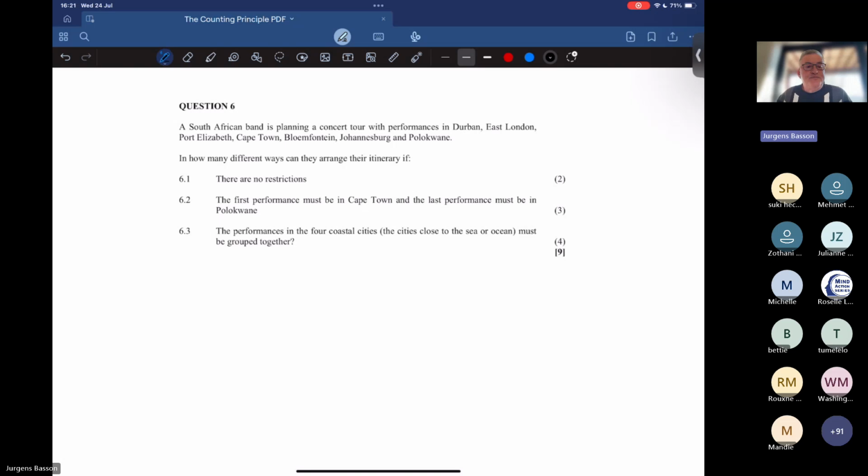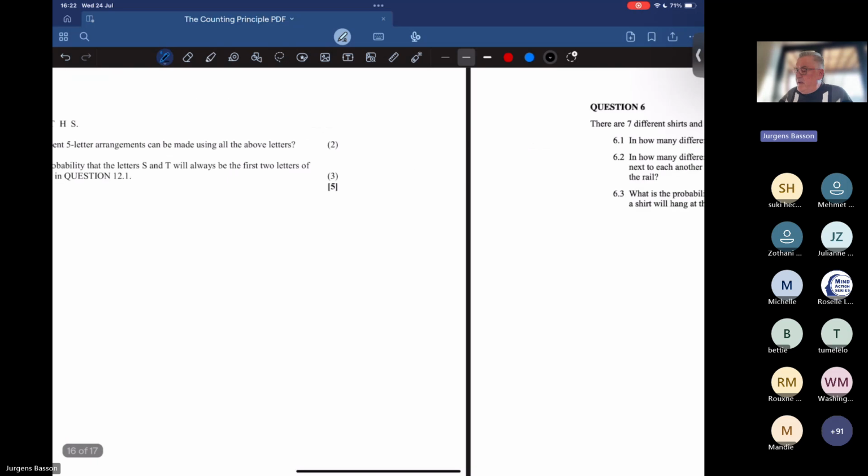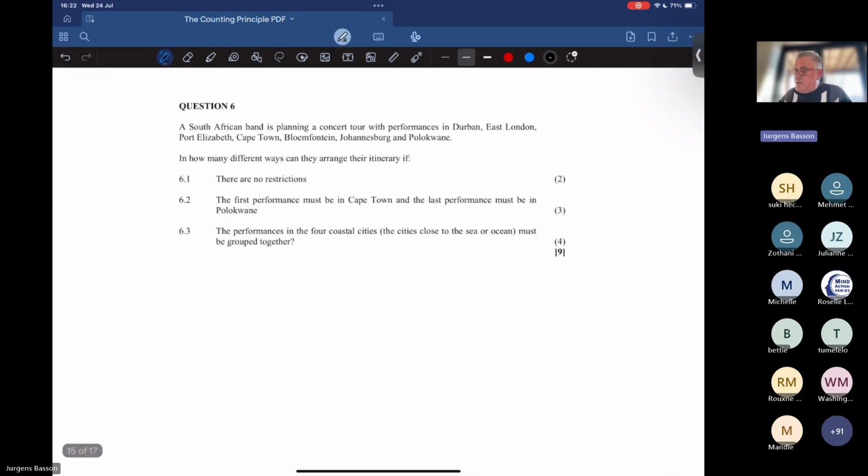If you don't mind, I also added a few questions from old matric papers, some of them pretty old, but quite nice ones. I added, I think, 3 of them, nice questions. This first one covers almost everything except probability. I still think they are supposed to ask probability in one of them. But this is one on a concert tour to Durban, East London, PE, Cape Town, Bloemfontein, Johannesburg, Polokwane.